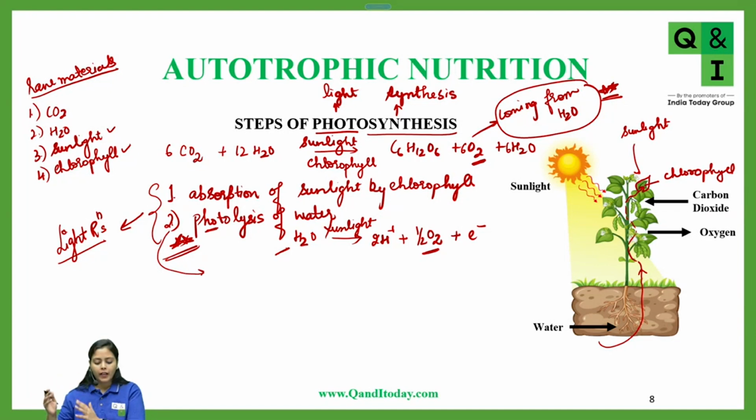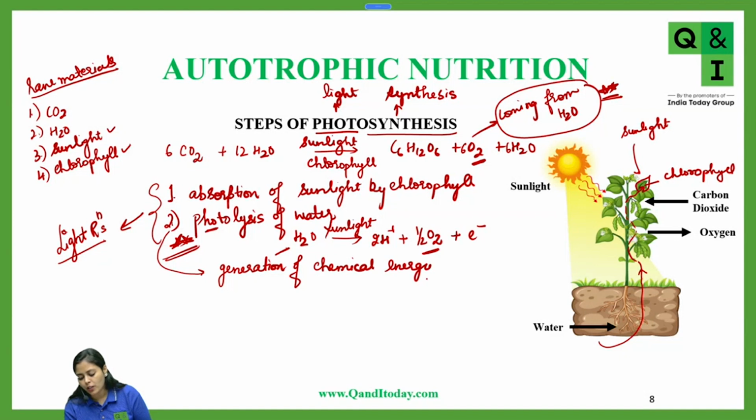The end product of light reactions is generation of chemical energy. When light reactions are occurring, because of these light reactions, generation of chemical energy means ATP and NADPH. ATP and NADPH are the chemical energy which are produced during light reactions. Got it? Understood till now? Any doubts?